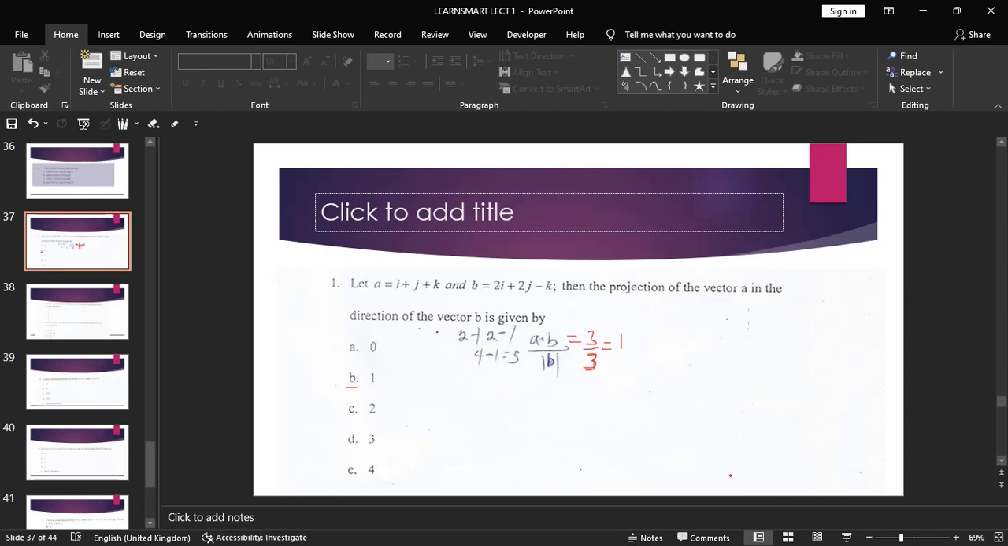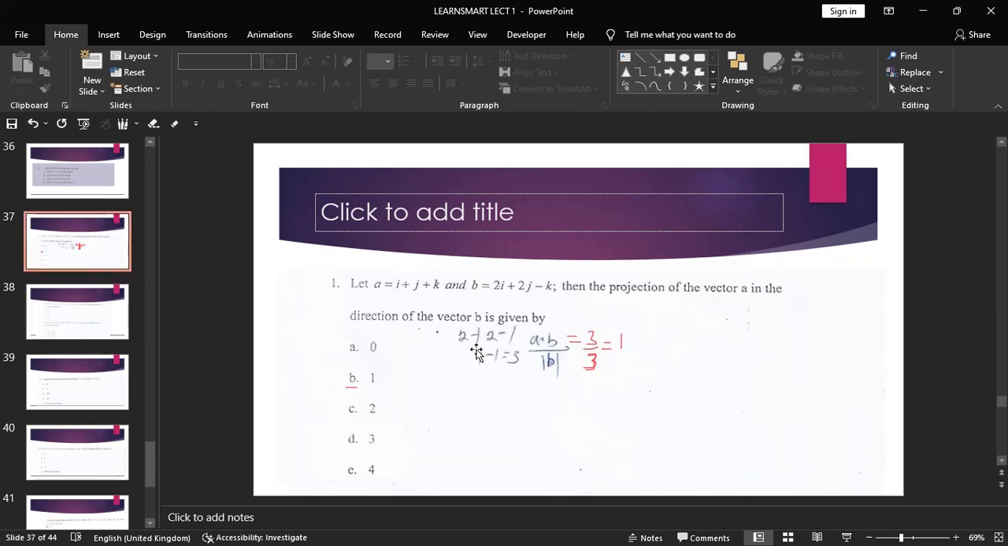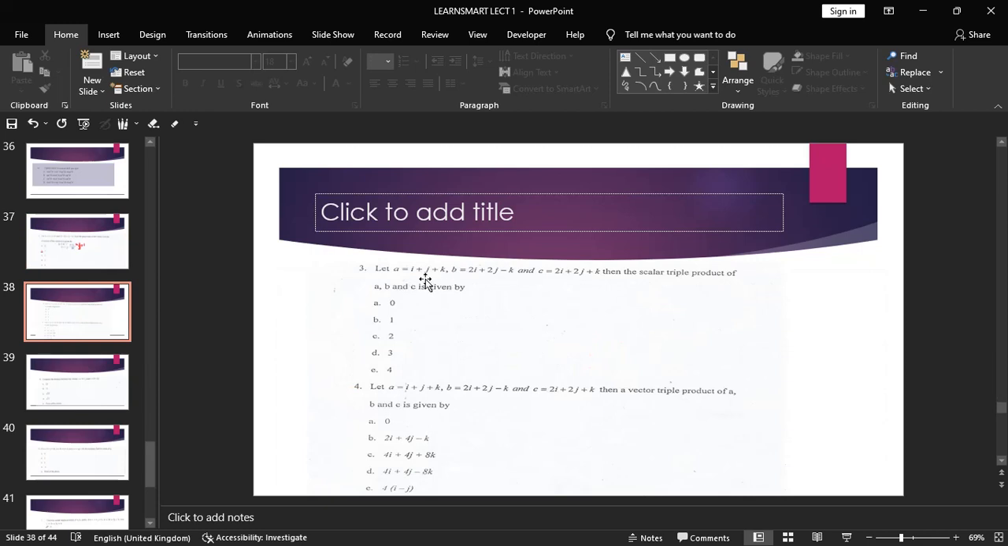Now let's look at this question. We have A to be i + j + k, B to be 2i + 2j - k, and then we have C. We have to find the scalar triple product. Note that we have the scalar triple product and the vector triple product. You have to know the difference, else you might get lost.